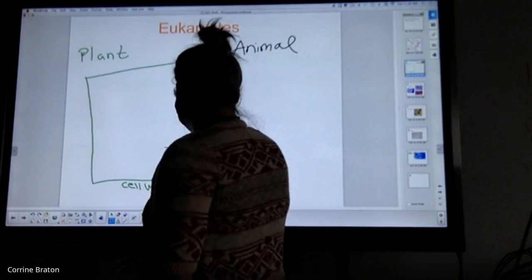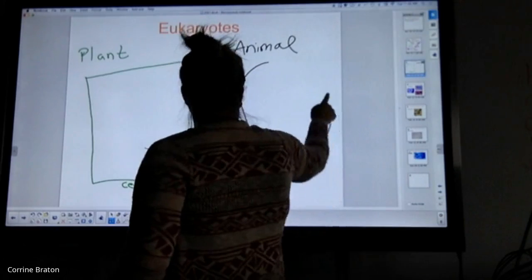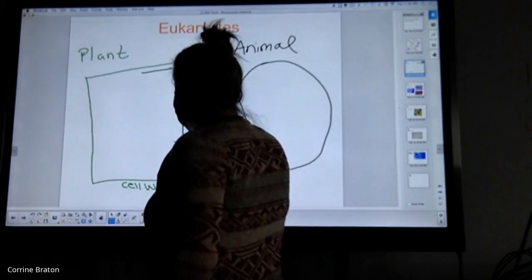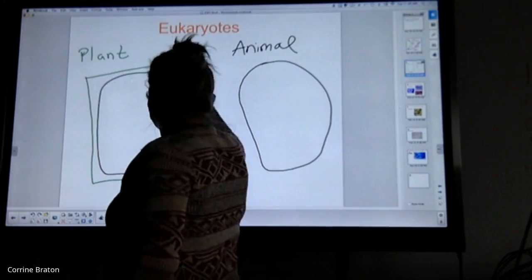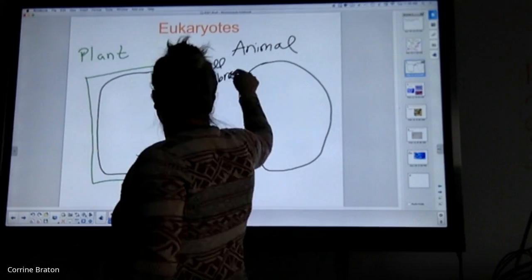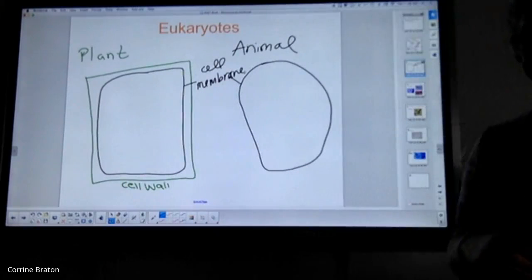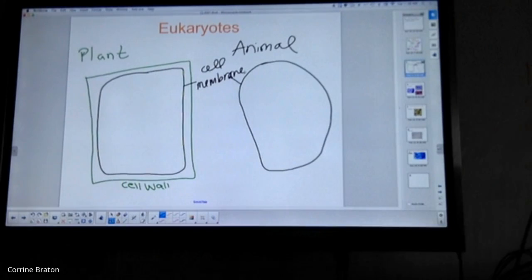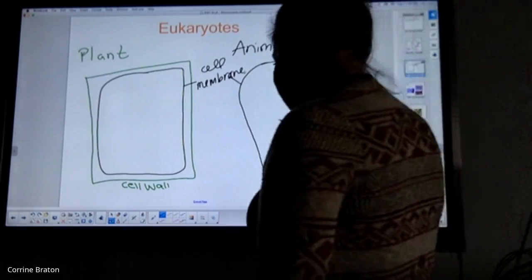So animal cells, no cell wall. And inside a plant cell wall is what? Membrane. So it has some membrane for both. And these are eukaryotes. So what's the big thing they have compared to prokaryotes? Nucleus.